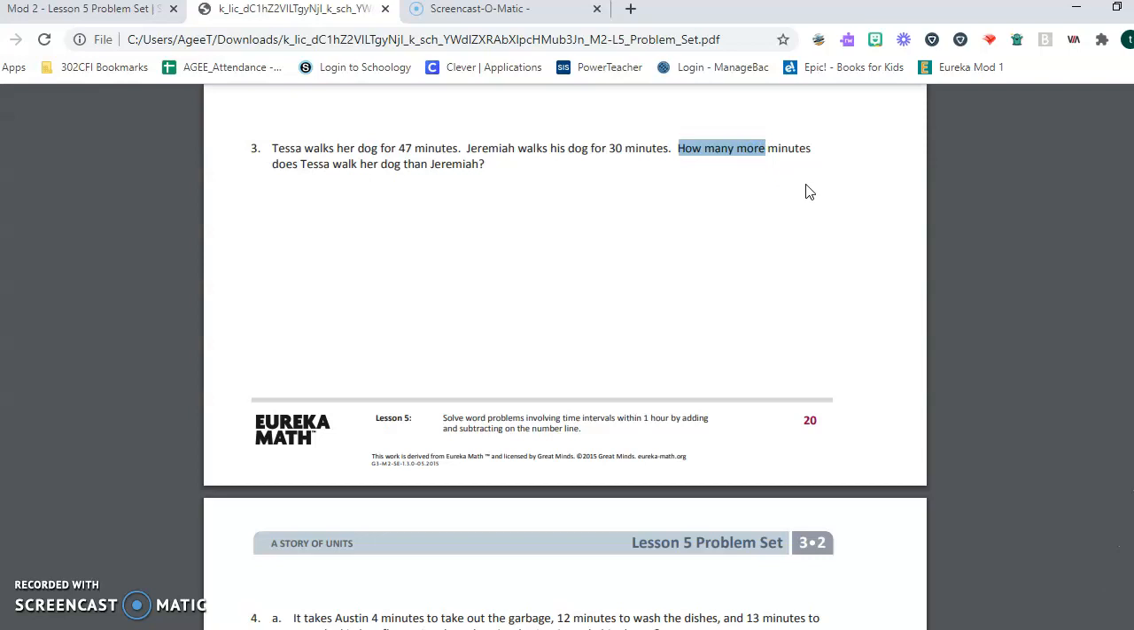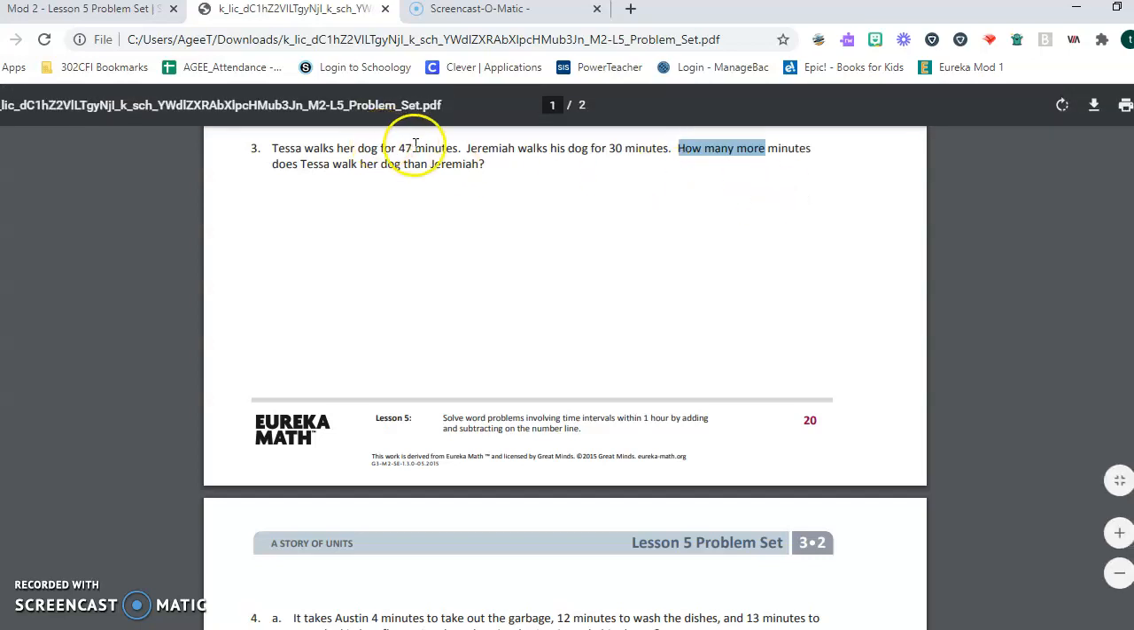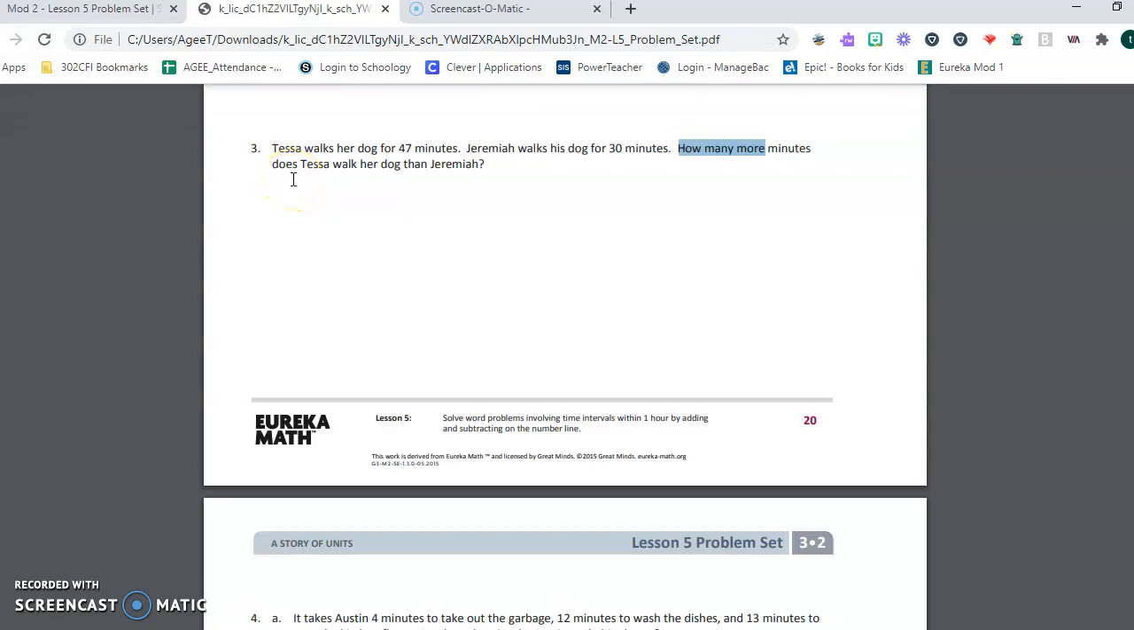Anytime we're comparing 2 things, we're trying to find a difference. The word difference is the actual answer to a subtraction problem. So when we see how many more, we automatically are thinking I'm probably going to have to subtract. And in this case, you do. So you're looking for the difference between 47 and 30. So the equation would be 47 minus 30 equals blank, or the amount of time that Tessa walks longer than Jeremiah.